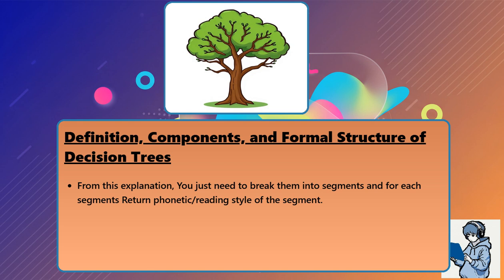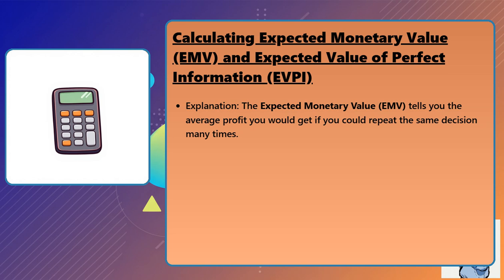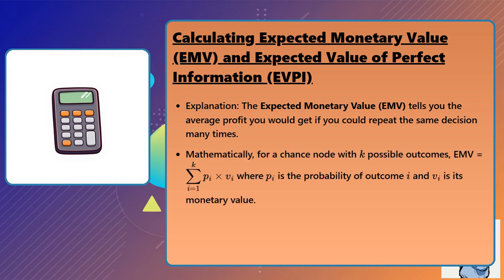Explanation: the expected monetary value, EMV, tells you the average profit you would get if you could repeat the same decision many times. Mathematically, for a chance node with k possible outcomes, EMV equals the sum from i = 1 to k of Pi times Vi, where Pi is the probability of outcome i and Vi is its monetary value.